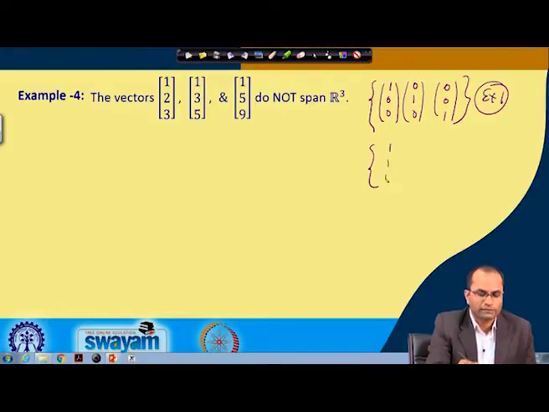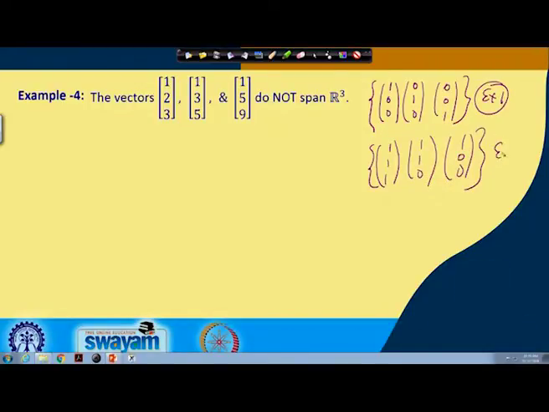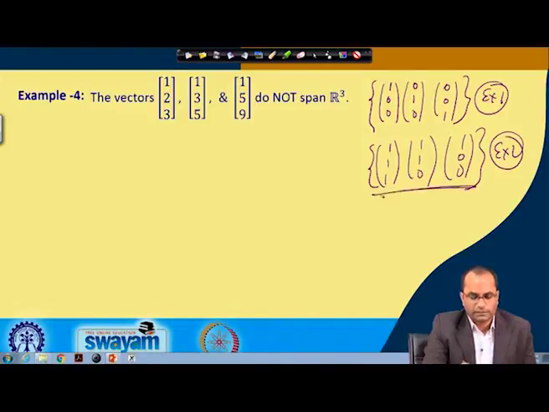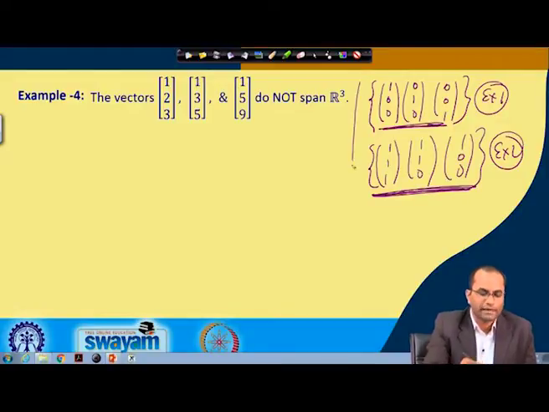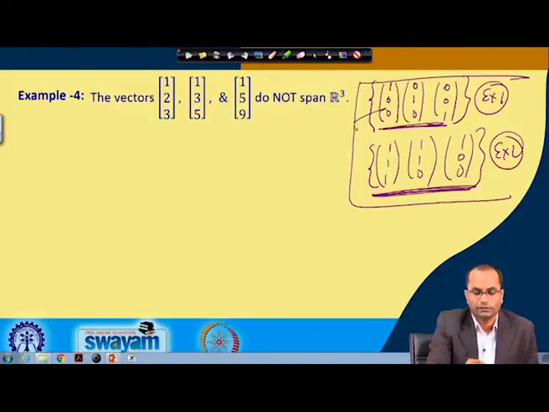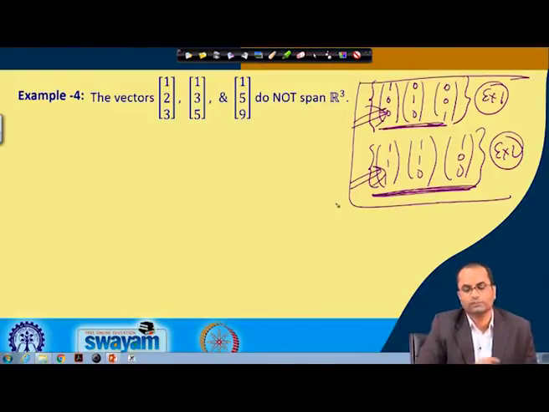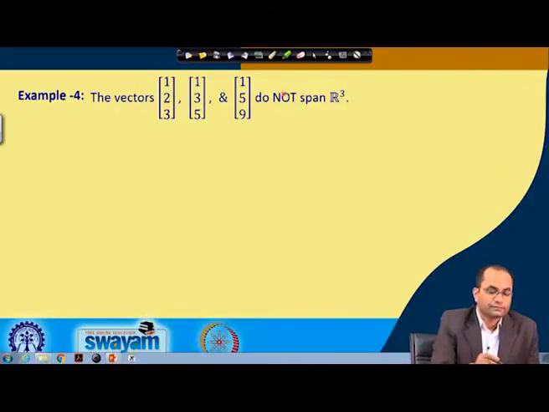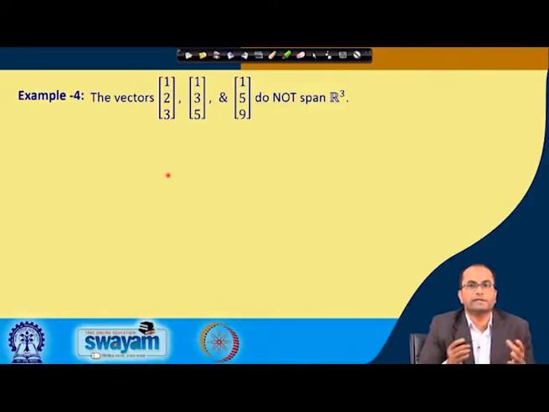From Example 2, I guess it was (1, 1, 1), then (1, 1, 0), and then we had (1, 0, 0). So, this was from example number 2. With these, though they have 3 different elements from R3, they span R3, meaning any element of R3 we can write down in terms of these vectors. But now in this case, we will observe that it is not true that any 3 elements from R3 will form a spanning set.